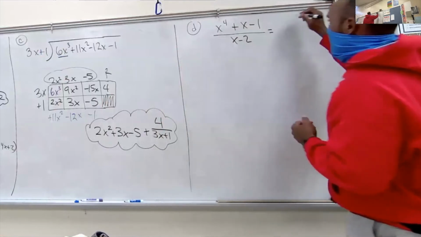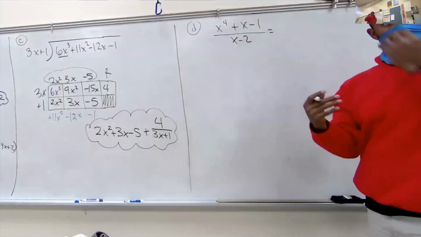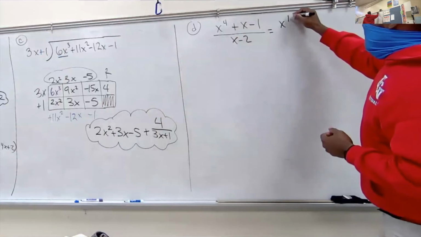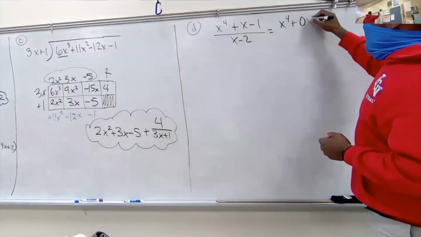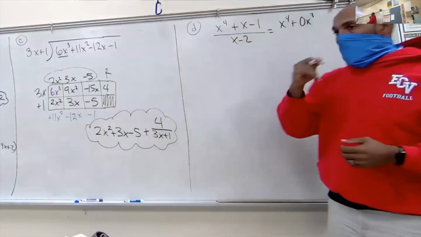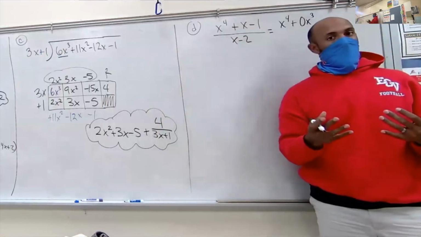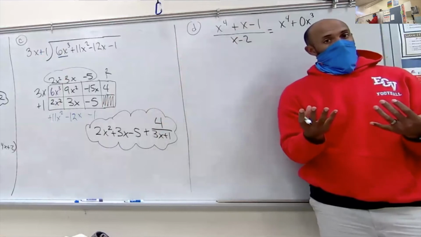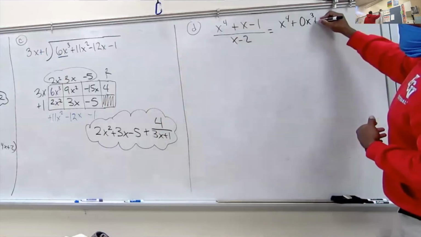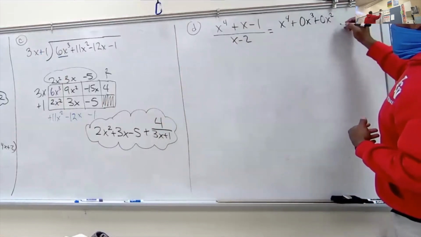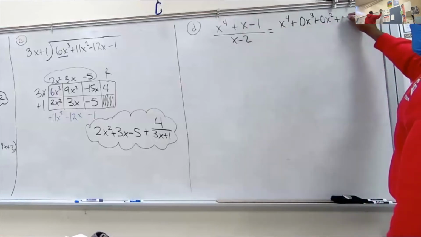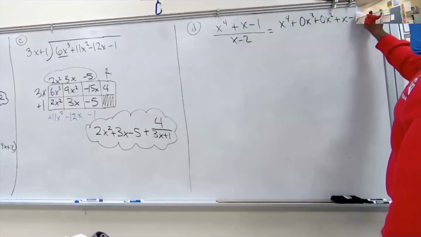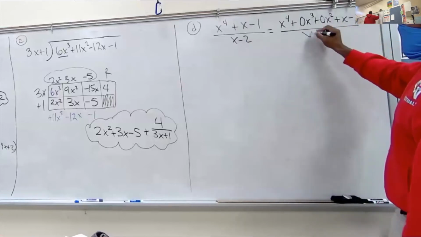So I'm going to rewrite this first before I set up my division problem. So first I got to write x to the 4th plus, what I do is I write 0x cubed. So anything that's missing, I just write it as a 0 term. So plus 0x squared. Now I have the next one. I do have an x. So I put plus x minus 1 over x minus 2.